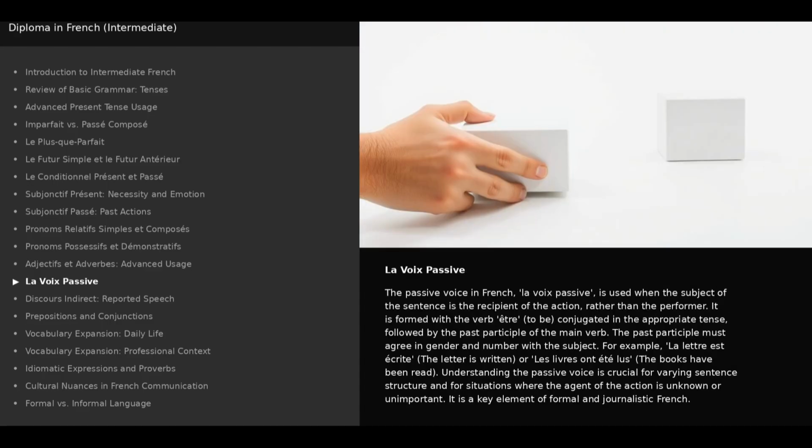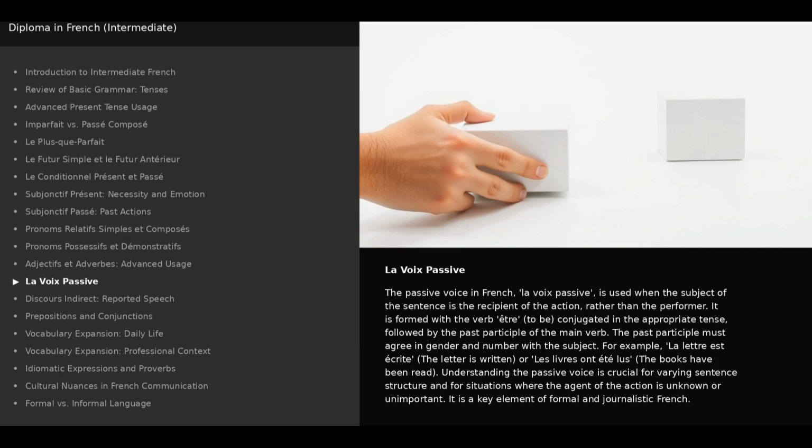La voix passive. The passive voice in French, la voix passive, is used when the subject of the sentence is the recipient of the action rather than the performer. It's formed with the verb être, to be, conjugated in the appropriate tense, followed by the past participle of the main verb. The past participle must agree in gender and number with the subject.